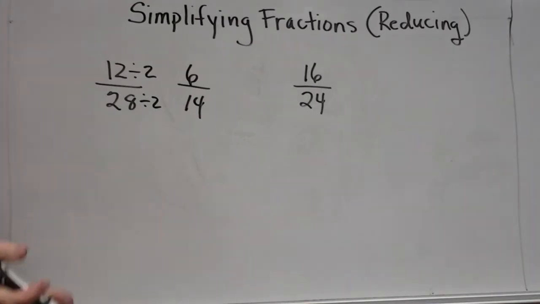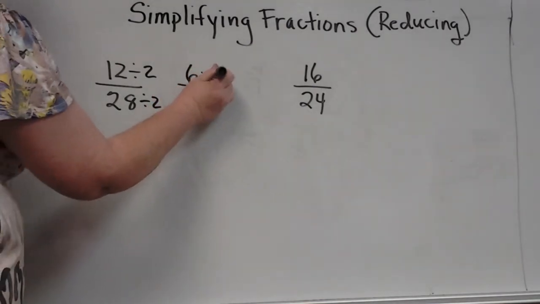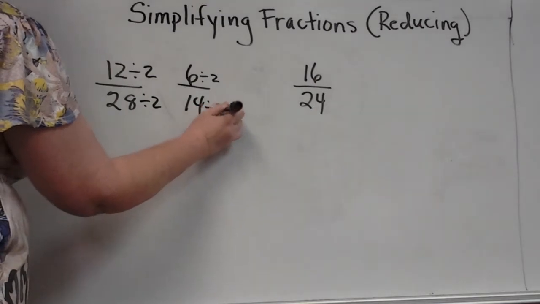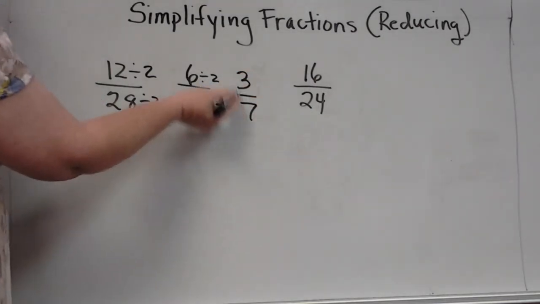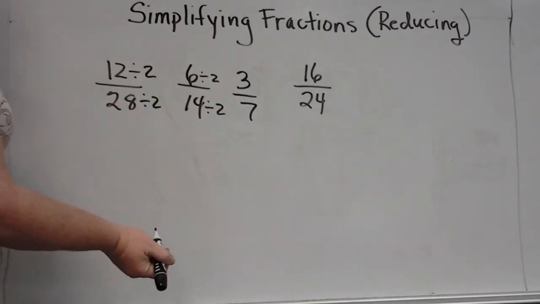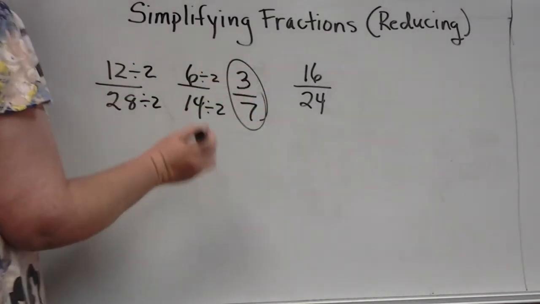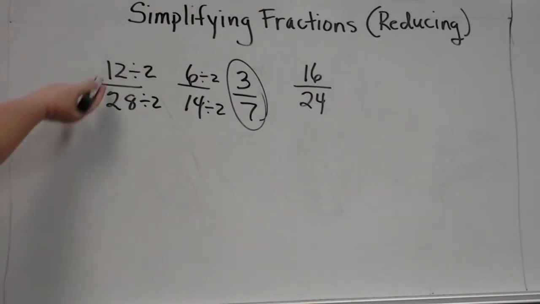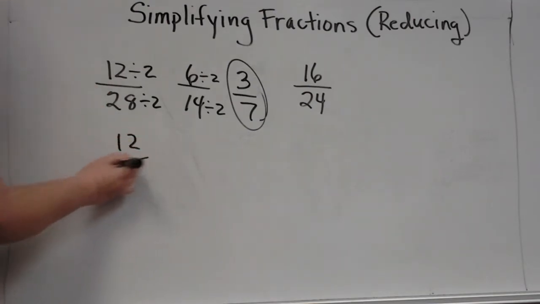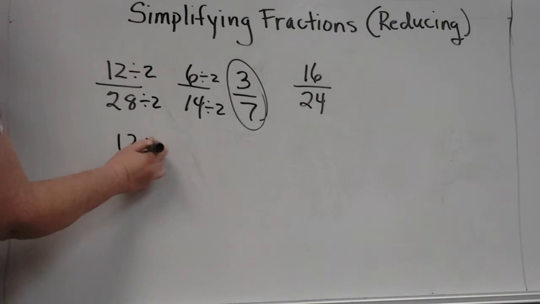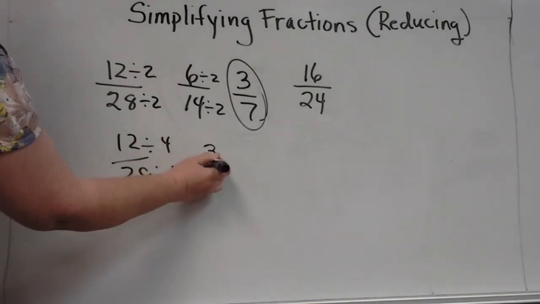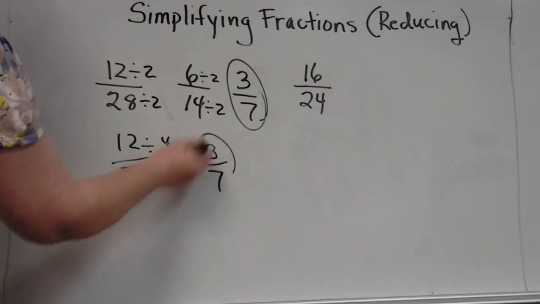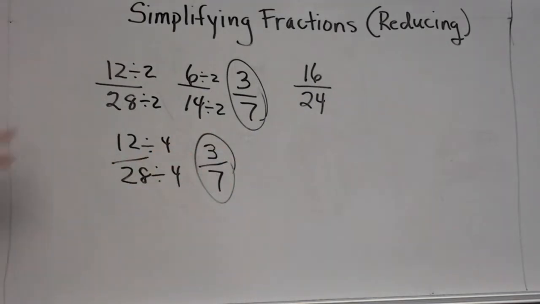Oh, wait, 2 will go again, so divide that by 2. And you could get 3/7. Will anything go into 3 and 7? No, so that's all the way simplified. You could have divided them both by 4 to start with. That would have done the same thing. That would have given you the 3/7. Either way, it doesn't matter. Whatever's easier for you works.